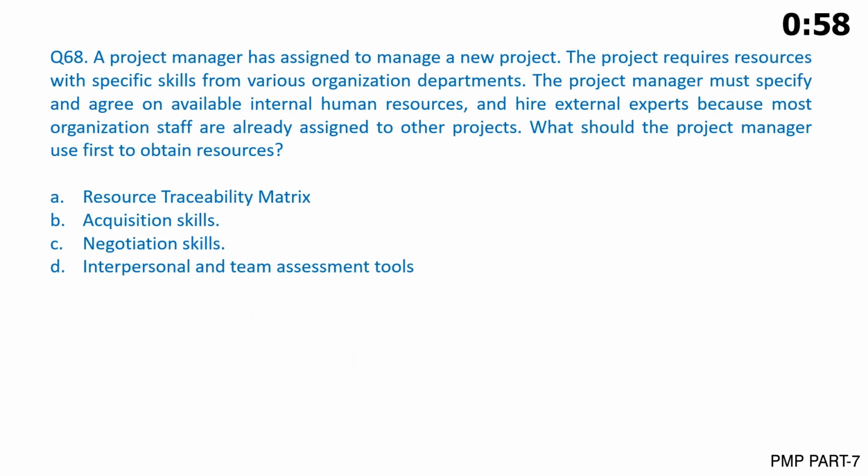A project manager has been assigned to manage a new project. The project requires resources with specific skills from various organization departments. The project manager must specify and agree on available internal human resources, and hire external experts because most organization staff are already assigned to other projects. What should the project manager use first to obtain resources? A. Resource traceability matrix. B. Acquisition skills. C. Negotiation skills. D. Interpersonal and team assessment tools.